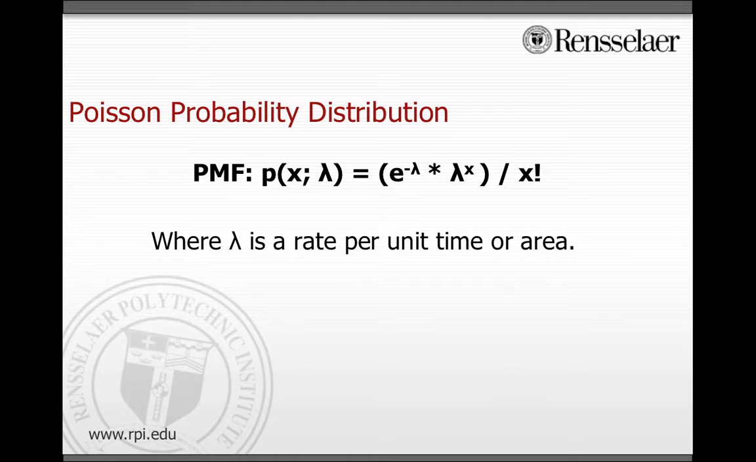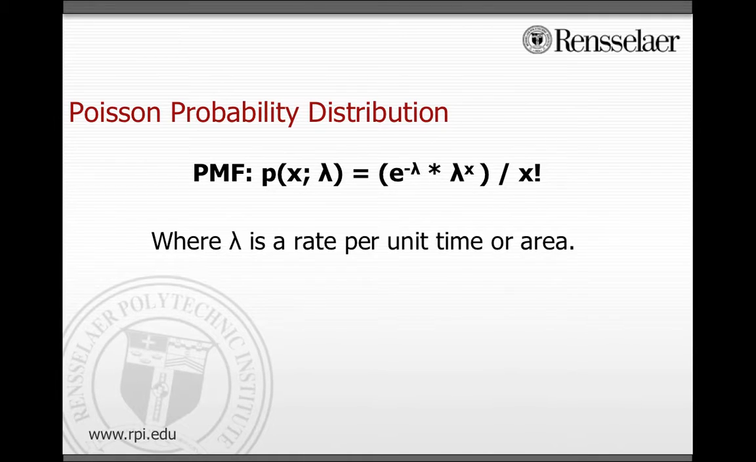Another common distribution for discrete random variables is the Poisson probability distribution. A discrete random variable can be classified as following a Poisson distribution if the PMF of x is equal to this equation here. E raised to the negative lambda multiplied by lambda to the x power, all divided by x factorial, and where lambda is a rate per unit time or area.